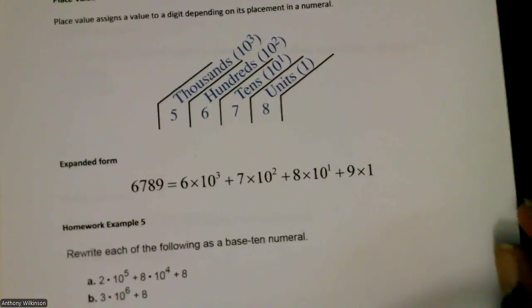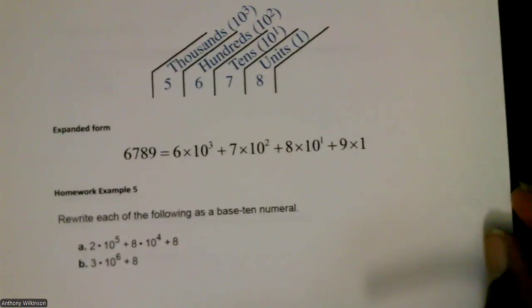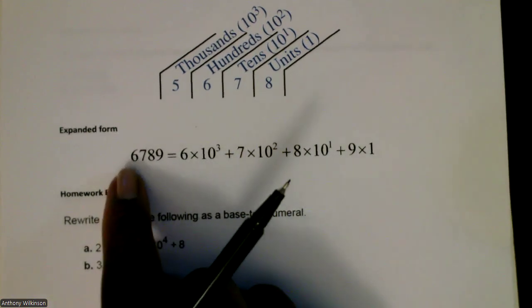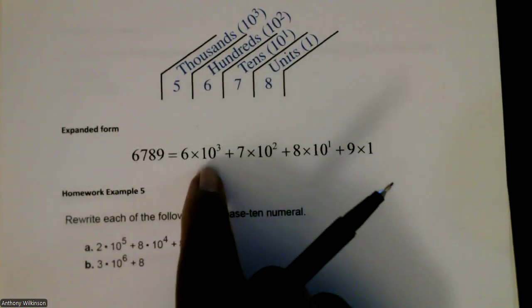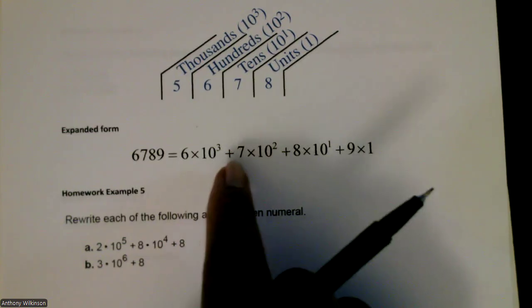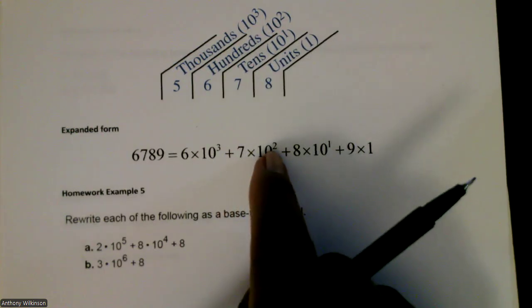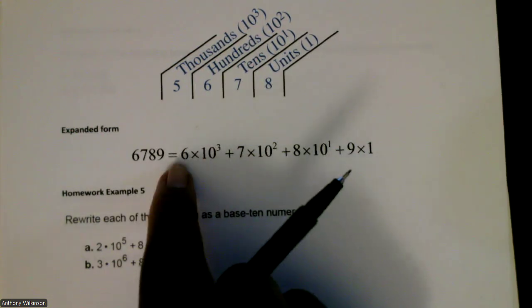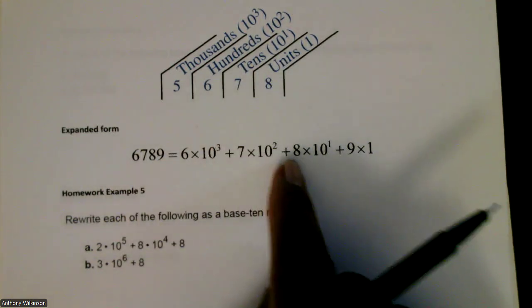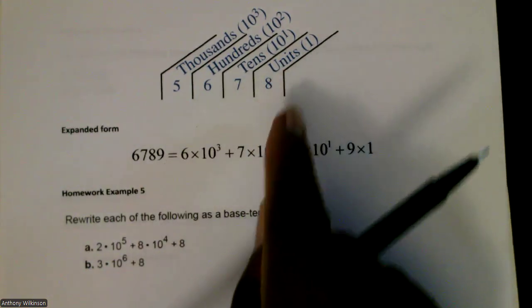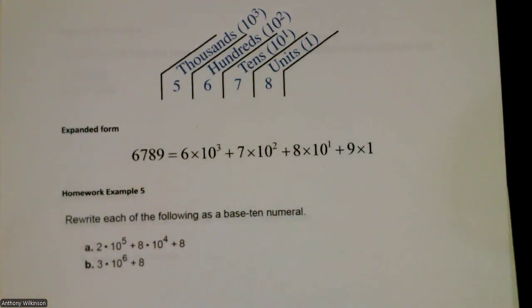Now, if we were to write this in expanded form, 6,789 would be this. The 6 is in the thousands place, so it'll be 6 times 10 to the third power. And then plus 7 is in the hundreds place, so it'll be 7 times 10 squared. The 8 is in the tens place, so it'll be 8 times 10 to the 1. And then plus the 9 is in the units place, or the ones place, it'll be 9 times 1. That's how we write that in expanded form.